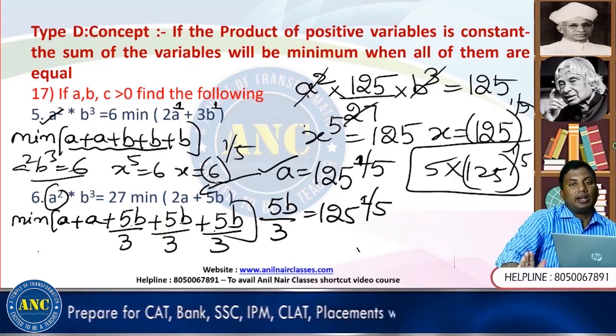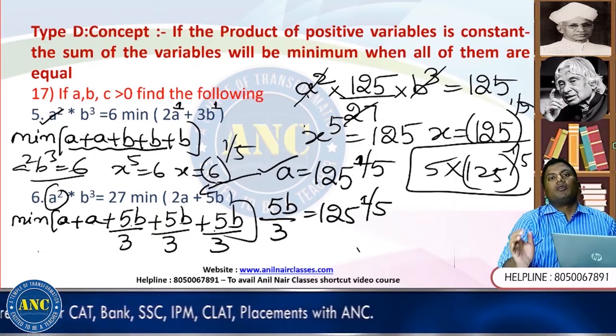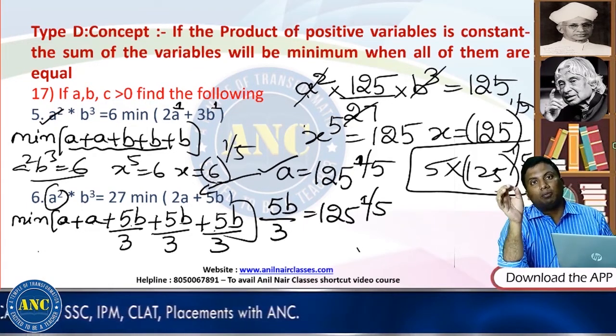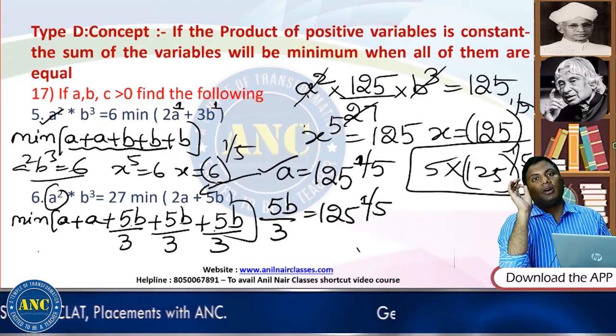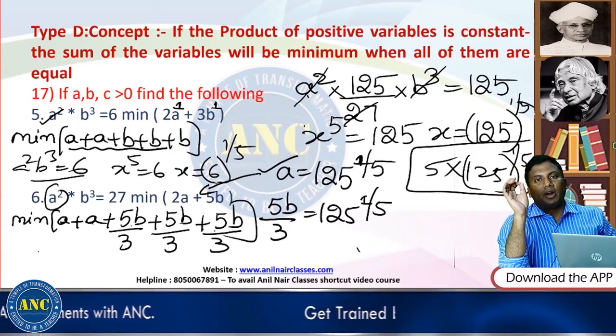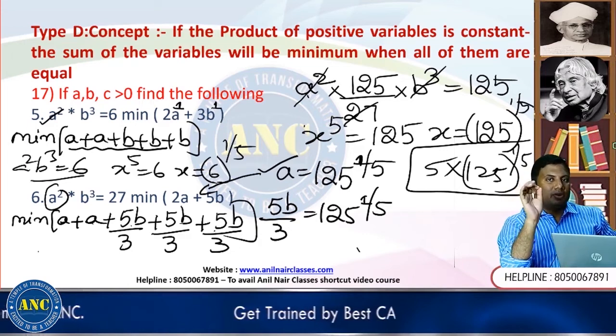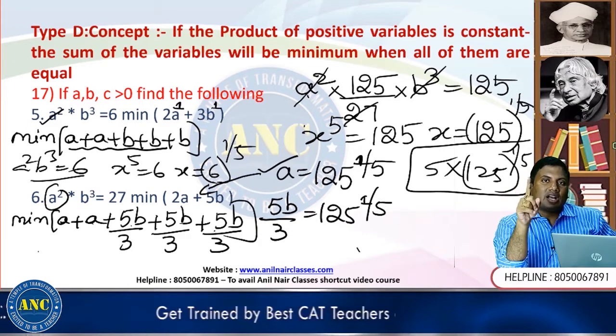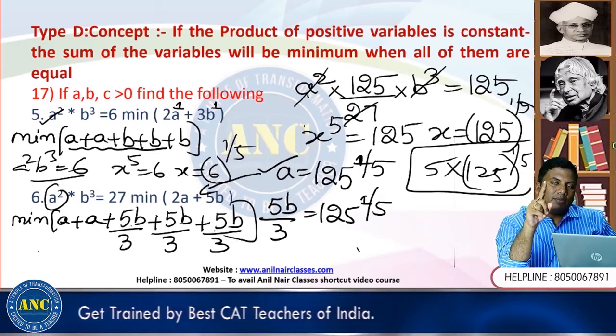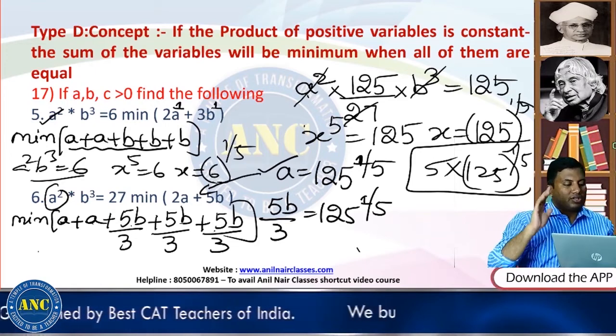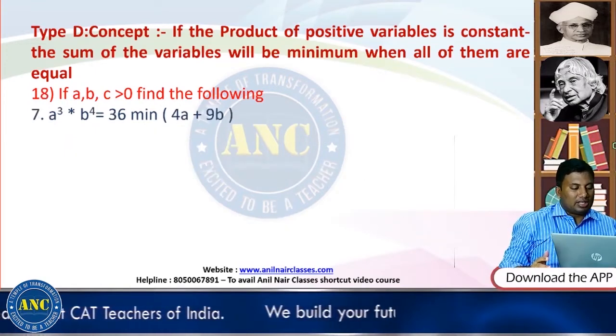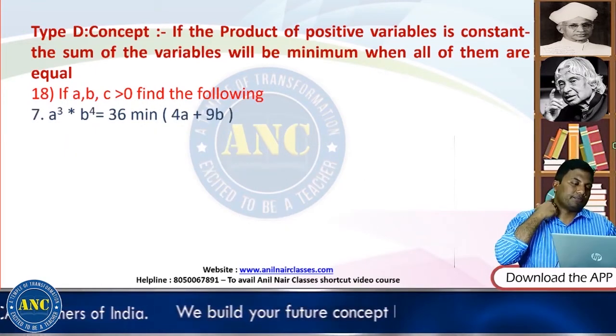All the important concepts we discussed. Variable and its reciprocal, minimum value is 2. Sum of the variables is constant, product will be maximum when the variables are equal. Product is constant, the sum will be minimum. Right? Last but not least, I think this question also we can solve.